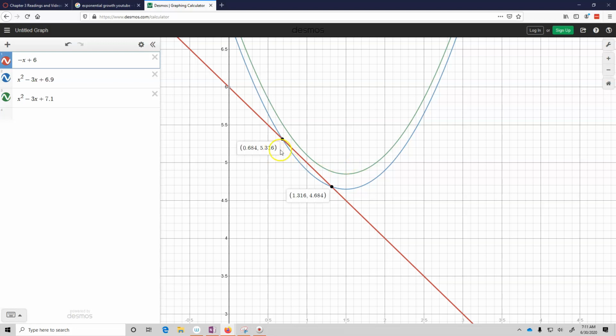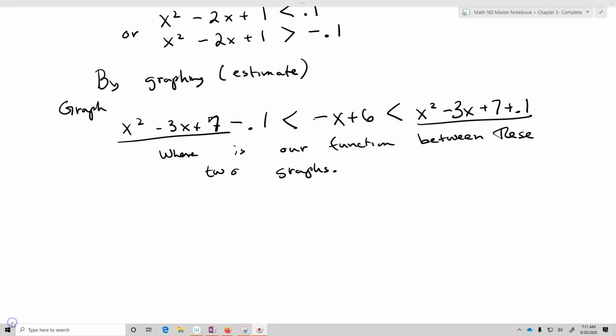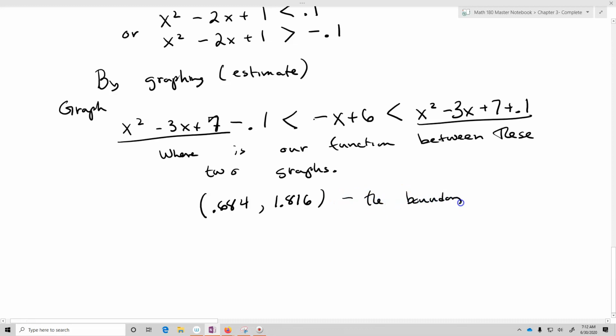Notice this is the place where we are both above the blue line, which is our lower bound, and below the green line, which is our upper one. So I'll put this in, and actually it'll end up being 0.684 to 1.816. And that is the boundary where our linearization is within 0.1 of the function.